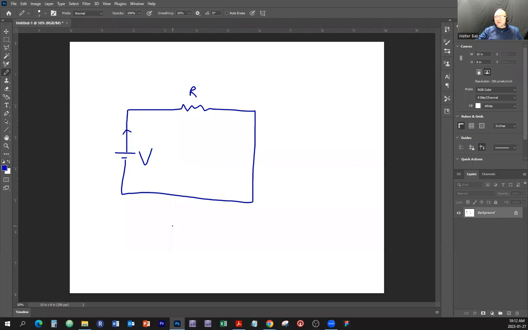What is going to be the current value of this circuit, the current I? Remember Ohm's law? The best way to remember Ohm's law is there. So if you want to derive the current, we have to divide both sides of the equation by R. So I equals V over R, and that's going to be V1 over R1.